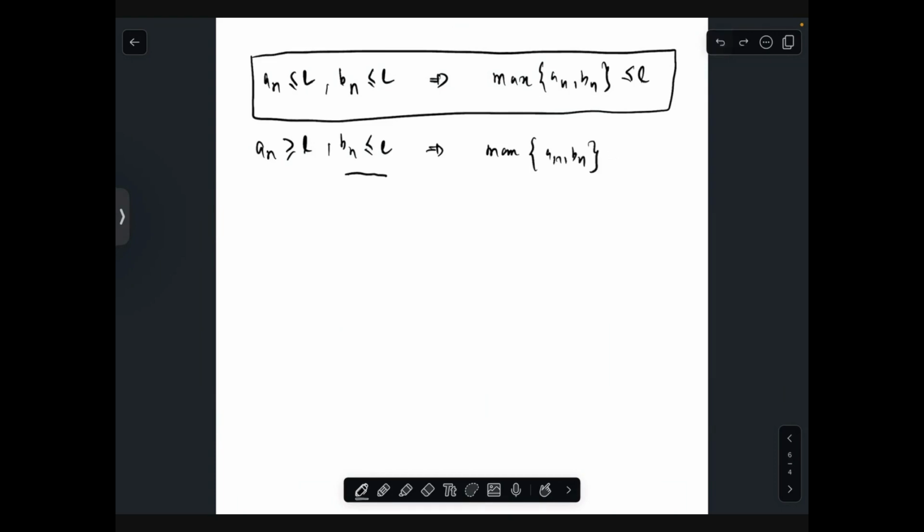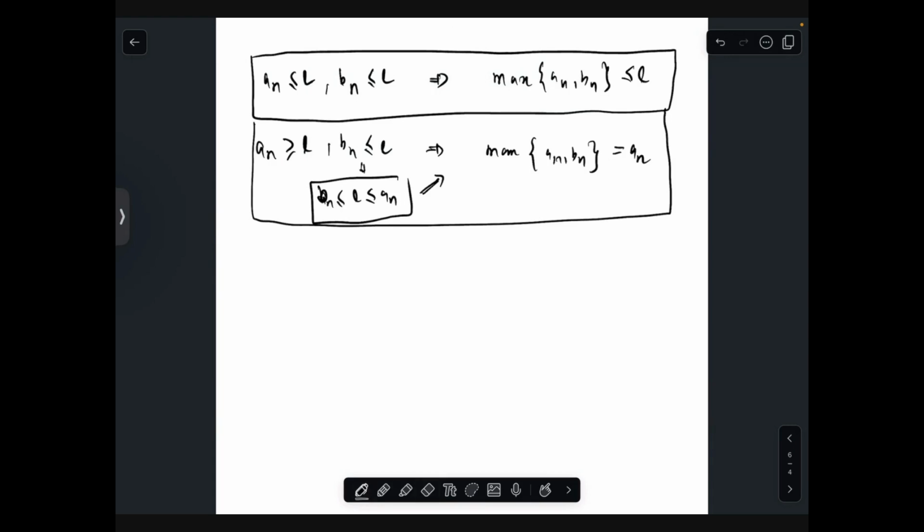It's nothing less than or equal to, but it's actually equal to an, right? Because an is greater than or equal to L and bn is less than L. So the maximum should be an because it's greater than L. Because bn is less than or equal to L, which is less than or equal to an. And that's why you get this. And an is greater than or equal to bn. So the maximum will be an. So what are we getting?